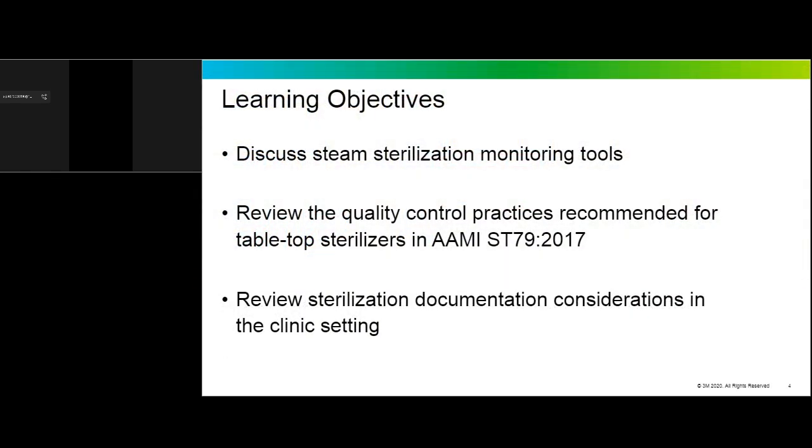Our learning objectives today are to discuss steam sterilization monitoring tools, and we want to review the quality control practices recommended in AAMI ST79 with a particular focus on those for tabletop sterilizers. And then we also want to talk about the documentation considerations associated with sterile processing in the clinic setting. So those are our learning objectives for the day.